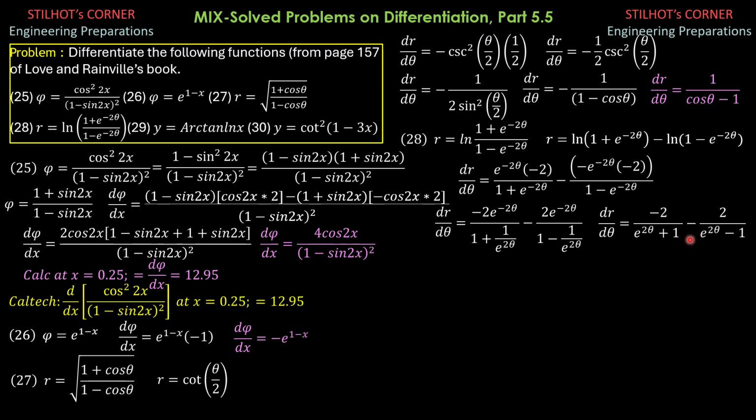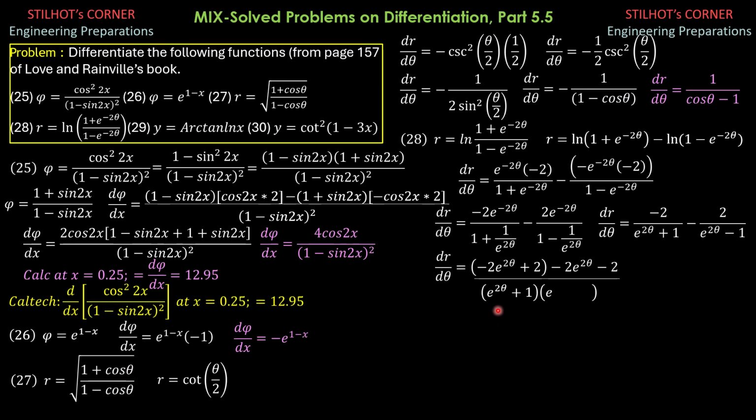Then we write this LCD e to the 2 theta plus 1, e to the 2 theta minus 1. Cross multiply, we have negative 2 e to the 2 theta plus 2. So dr d theta equals negative 2e to the 2 theta plus 2, then minus 2 times quantity e to the 2 theta, so minus 2e to the 2 theta, then minus 2. Divided by the denominator is e to the 2 theta plus 1, e to the 2 theta minus 1, which is e to the 4 theta minus 1.